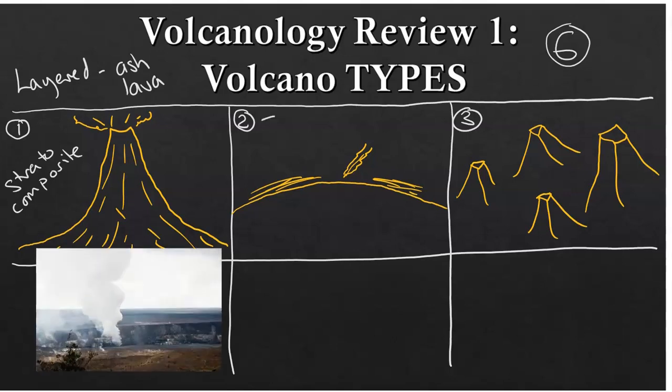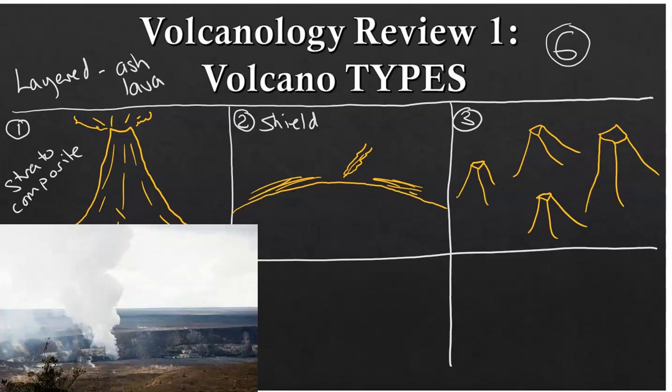Next one is the shield. It looks like a massive shield as a profile. You have a very wide and tall volcano made of layers of lava. And here's the crater right here, and the lava spewing out, and there's some small amounts of ash maybe, but this shield is spewing out lava. It's very basaltic, very runny, and therefore low in silica, low in viscosity.